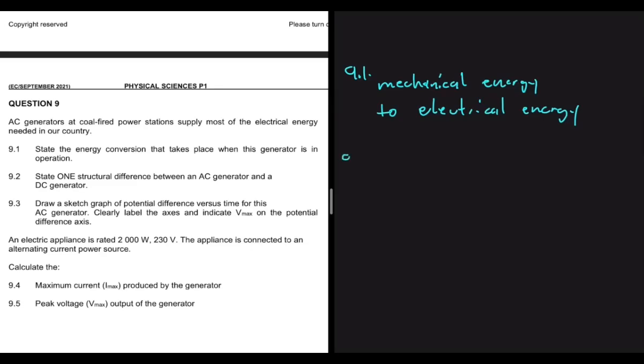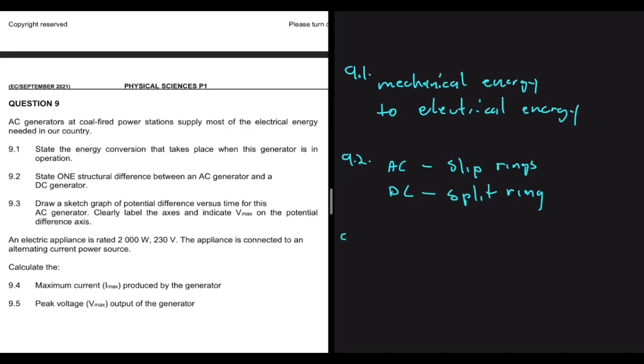And then 9.2 says, state one structural difference between an AC generator and a DC generator. This one is very tricky. For an AC generator, we have slip rings, right? Let me write it down. Slip rings. And then for a DC generator, we have a split ring. And then for AC, like we're saying, we have slip rings, right? So make sure you find a way to differentiate between the two. AC, slip rings, and then DC, split ring.